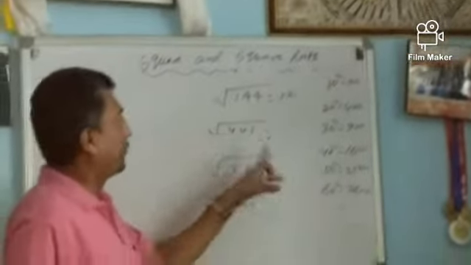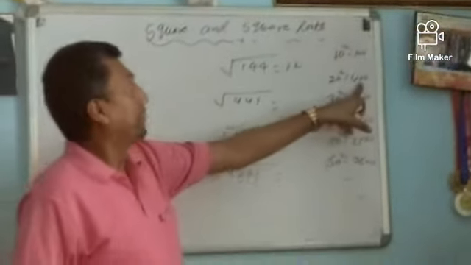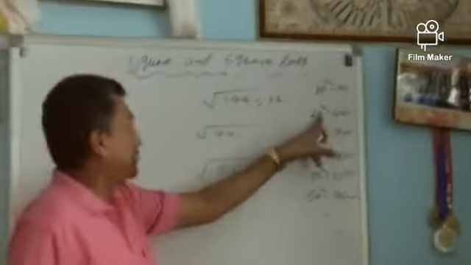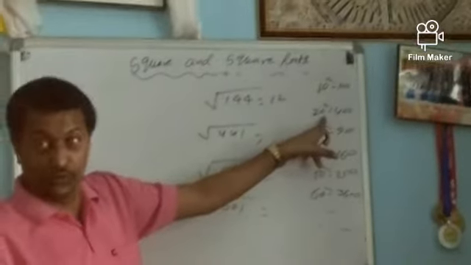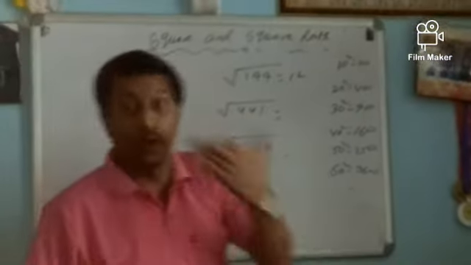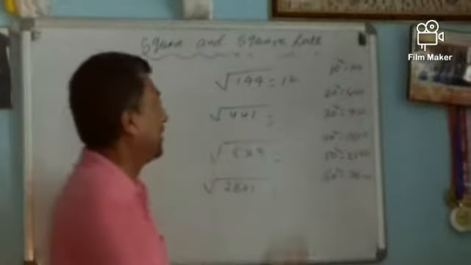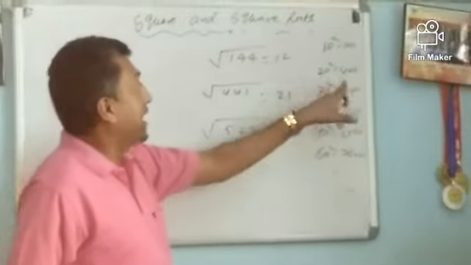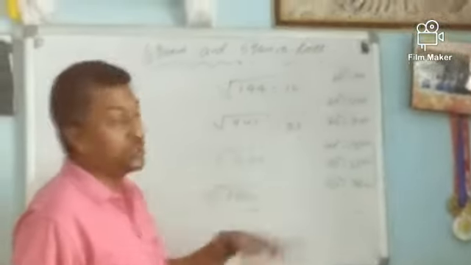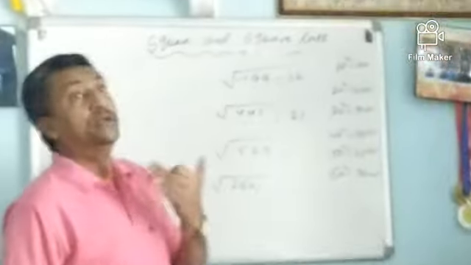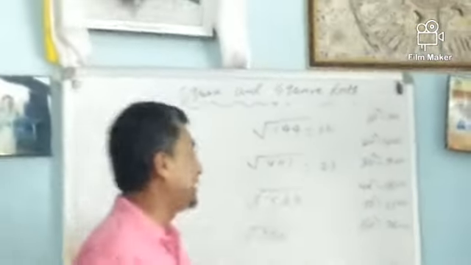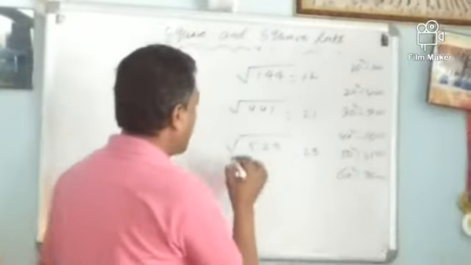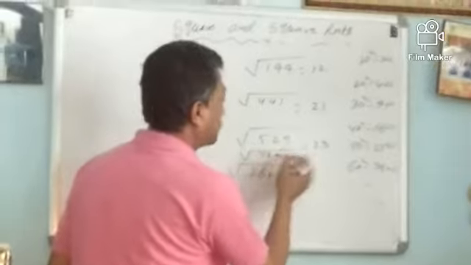Similarly, 441. 441 is nearest to 400. So 20 squared is 400. So after 20, which number comes? We know 21. 1 one is 1. 1 is coming. That means 21. Similarly, 529. After 21, 22, 2 2s are 4. Again 3 3s are 9. Yes, 9 is there. So that means 23.